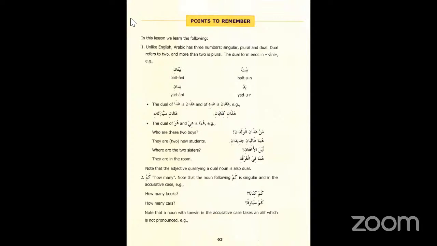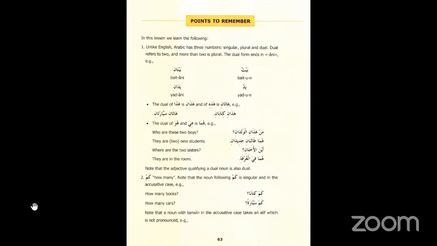The dual of hadha is hadani, and of hadihi is hatani. Okay. For example, hatani sayyaratani. So these are 2 cars. Or hadani kitabani. These are 2 books. Okay. The dual of huwa and hiya is huma. So this huma is for both masculine and feminine. Okay.